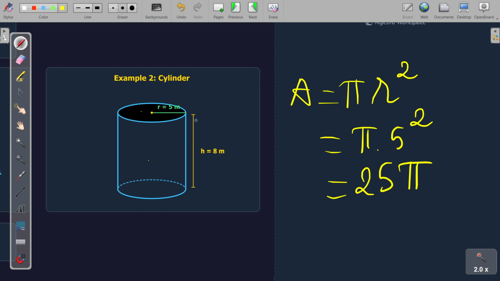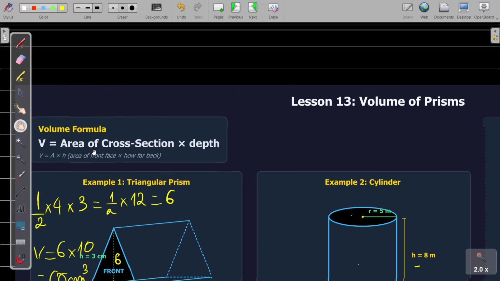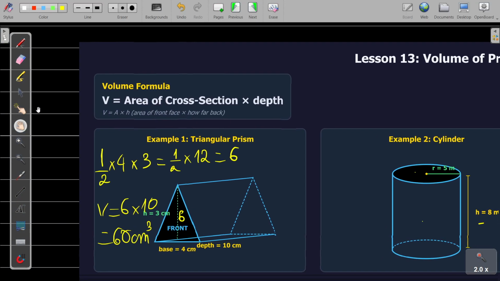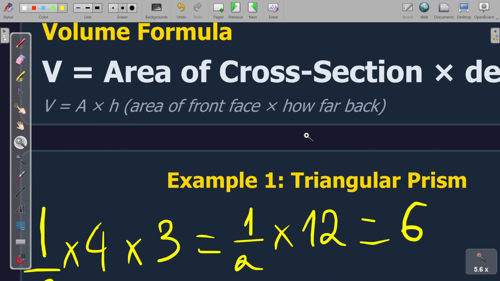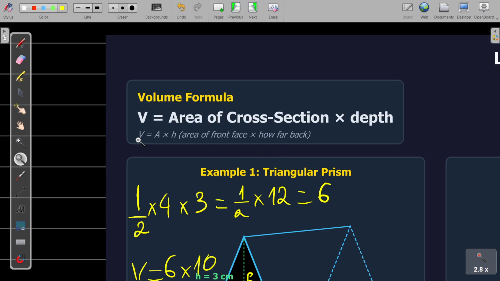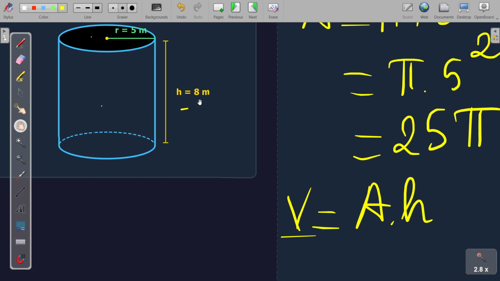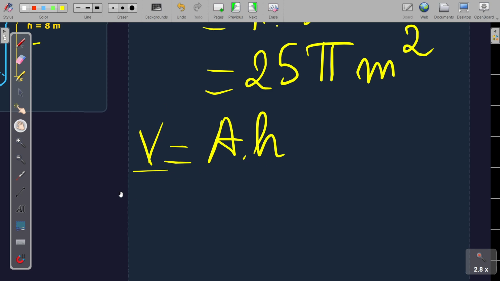Okay, so we found our cross section here. Now what we need to do is multiply it by the depth, just like that. I'll leave it exact like this for now because we just found the area. Now we need to plug into our formula: V equals A multiplied by H. You may ask, what's the A? A is the area of the cross section, as you can see right here. We've calculated that, and now we just need to multiply by the depth. It's not that hard.